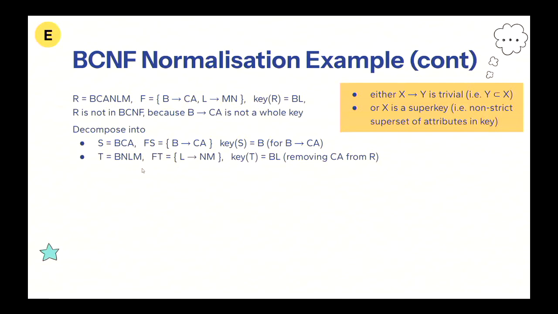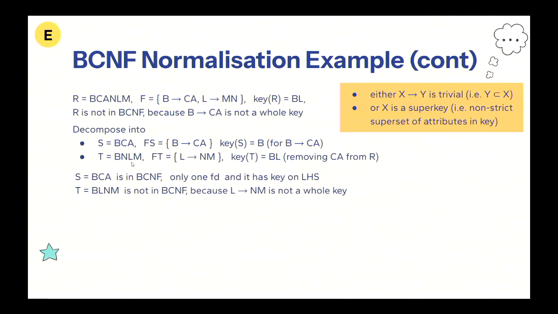But for the new table T, the functional dependency is L determines N and M. And it is not trivial, of course. But it doesn't fulfill the second restriction. L is not a super key. The super key should be B and L. So for this table, we still need to decompose table T in this case. So as you can see, this still has not fulfilled all the restrictions.